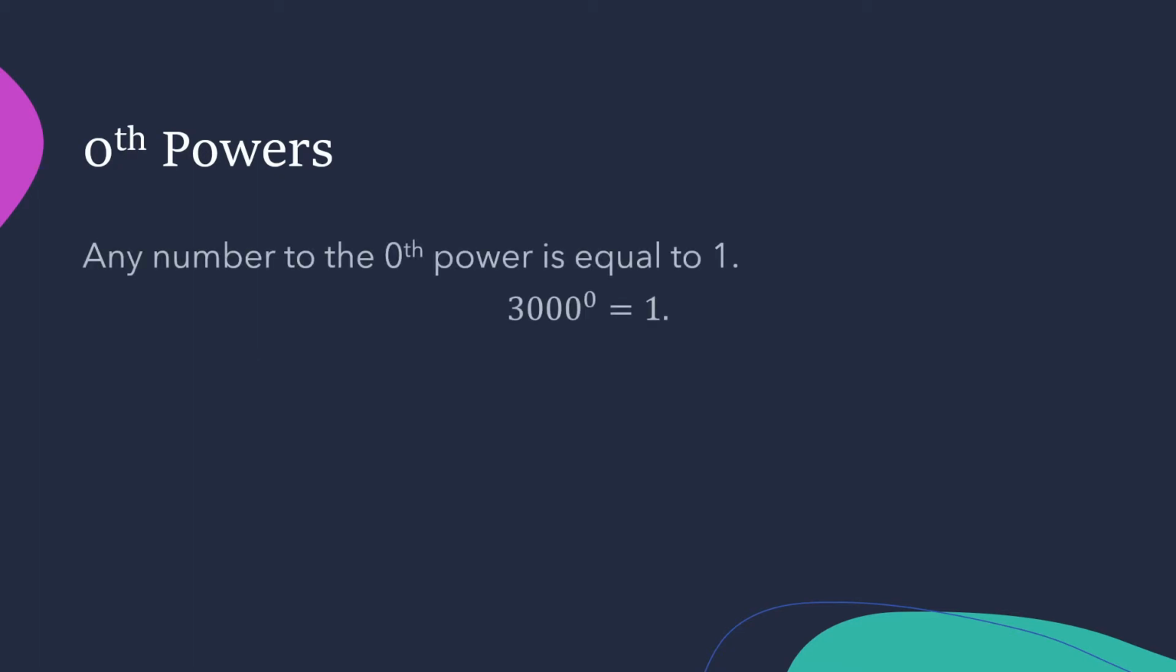And first let's start with 0 powers, and anything to the 0th power is always equal to 1, and that includes 0 to the 0th power, which is actually pretty interesting, and you'll see why later in the video.